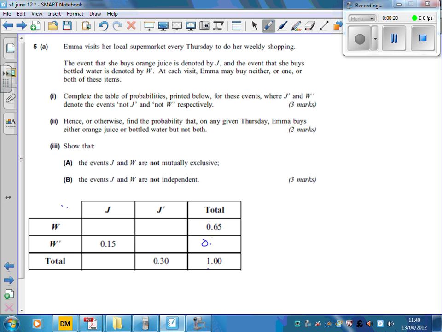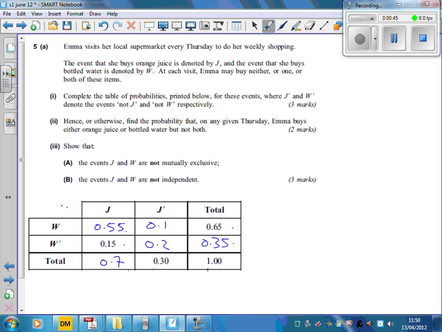So we must have 0.35 here, because those two add together to make 1. We must have 0.7 here, because those two add together to make 1. Going down the side here, we're going to need 0.55 there, because those two add together to make 0.7. 0.2 here, adding across, 0.1 here, adding across, and checking all the ways that it all adds up.